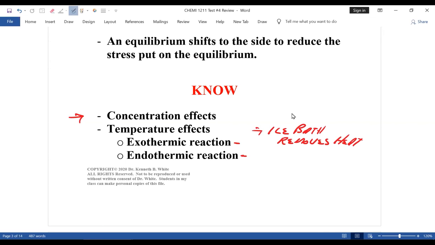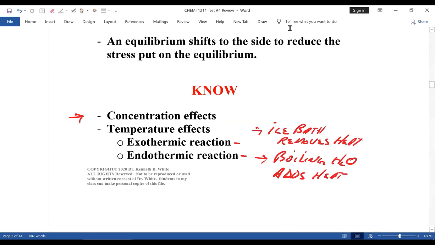an ice bath removes heat. Putting something in hot or boiling water adds heat. And most of you got this right on the equilibrium lab, which made me happy.